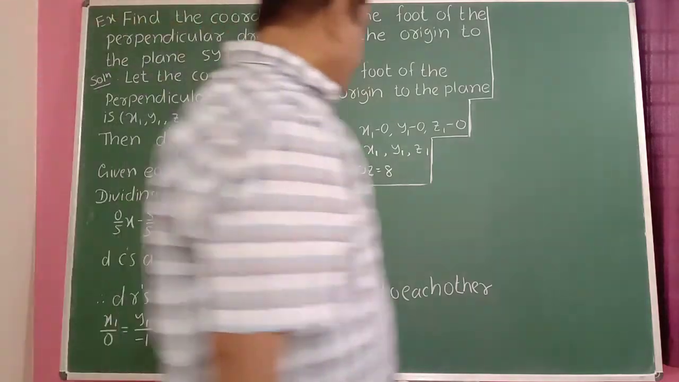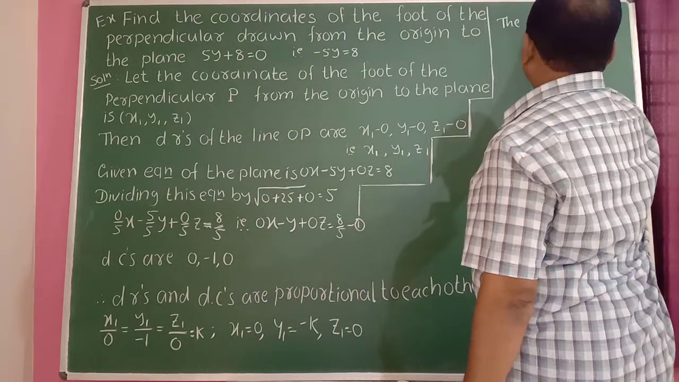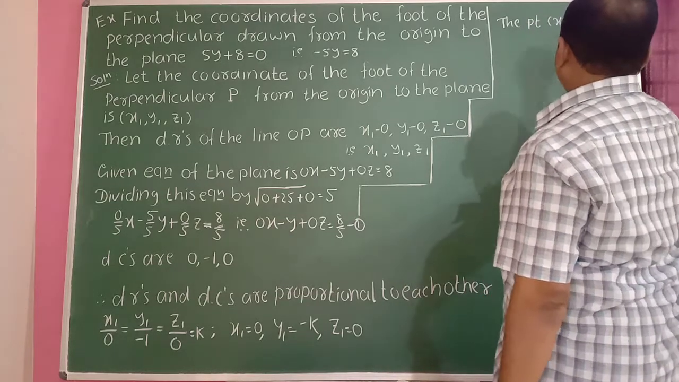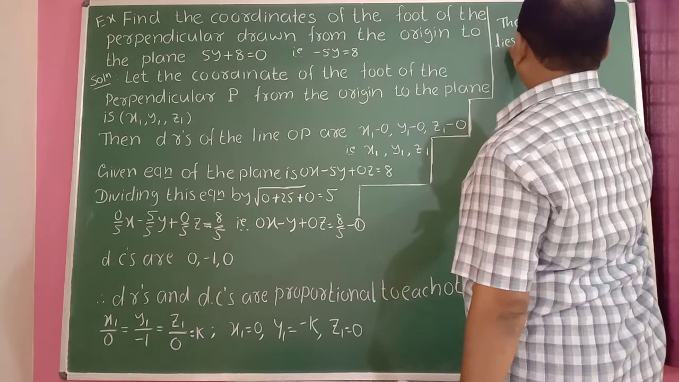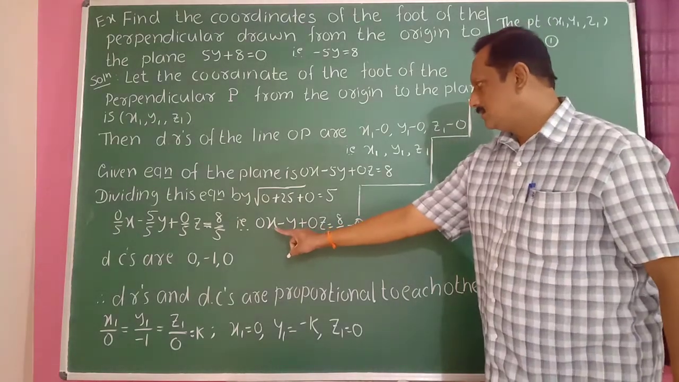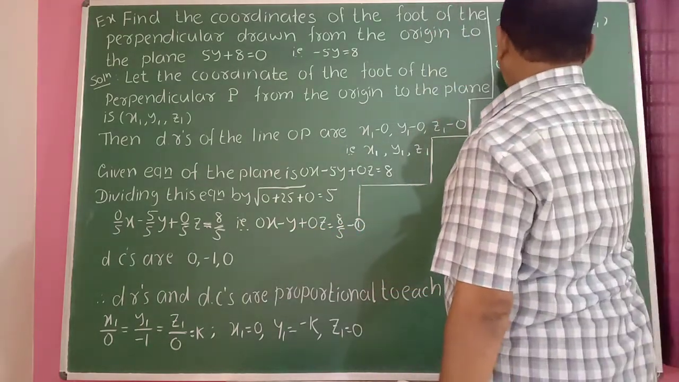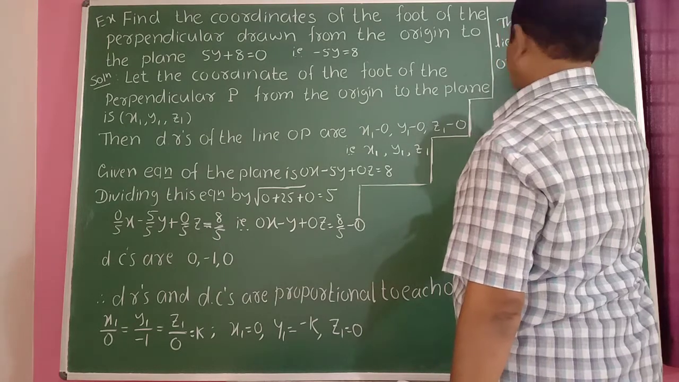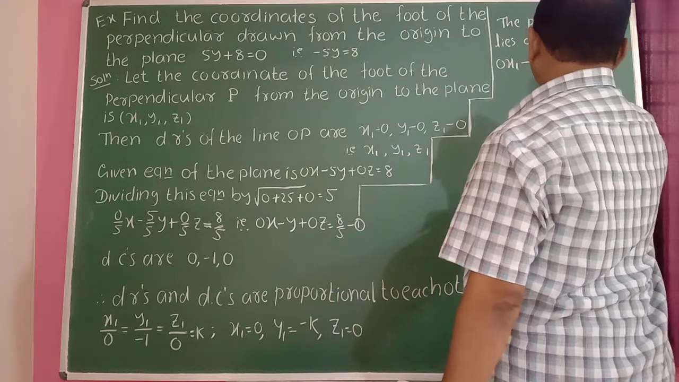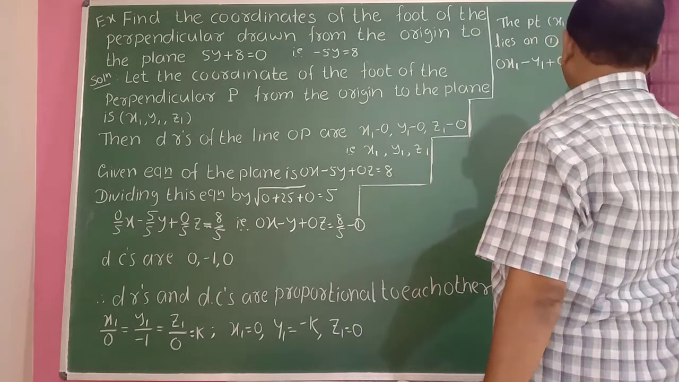The point x1, y1, z1 lies on plane 1 here. Therefore, replace x by x1, y by y1, z by z1 here. So 0 x1 plus minus y1 plus 0 z1 is equal to 8 upon 5.